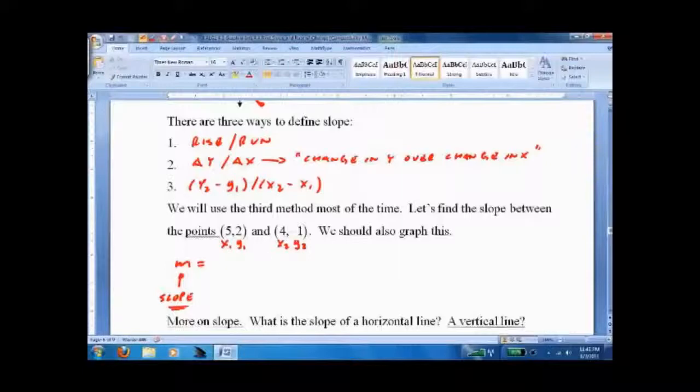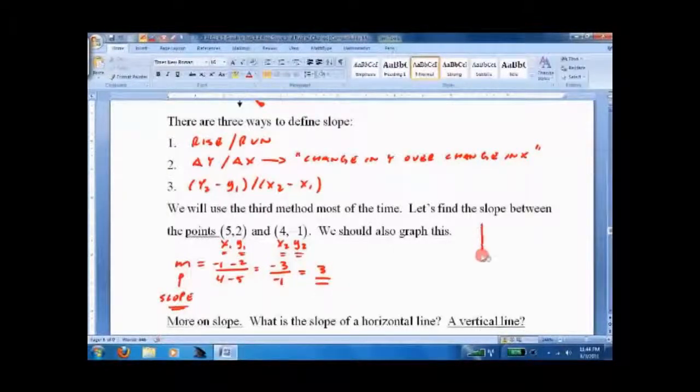So now y2 minus y1, negative 1 minus 2, over x2 minus x1, 4 minus 5. Negative 1 minus 2 is negative 3. 4 minus 5 is negative 1. Negative 3 over negative 1 is 3.